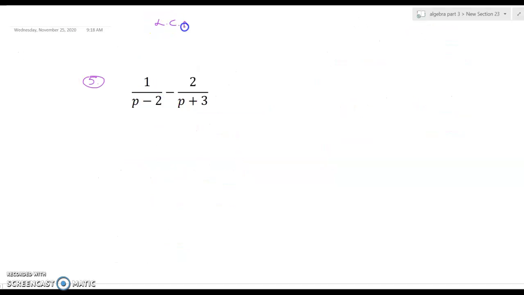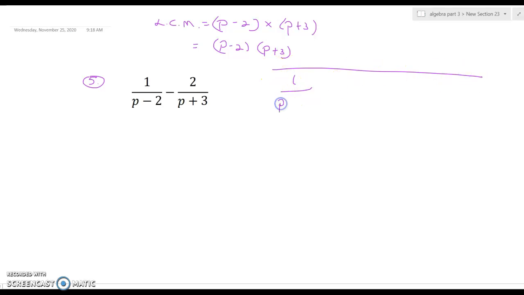So the LCM here will be what? Again, different, so you just multiply them, right? P minus 2 times P plus 3. And I could just write it as P minus 2 by P plus 3. Multiplication sign because it's understood, it's there, right? So now let's make each fraction a new fraction with that new denominator, the LCM that we found. Right, so put everything over P minus 2 by P plus 3, right?